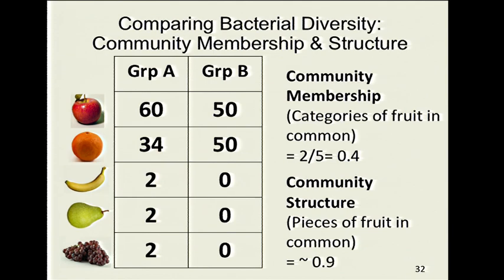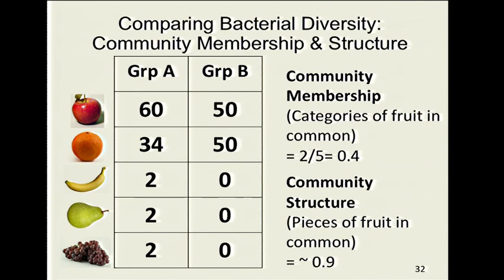So the question is, what's important? Is it community membership or is it community structure? If you think about two bacterial communities, whether or not they are similar probably has to do with what kind of protein-encoding potential they have, and so you'd think about community structure.